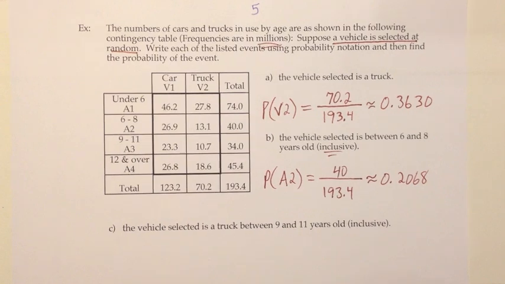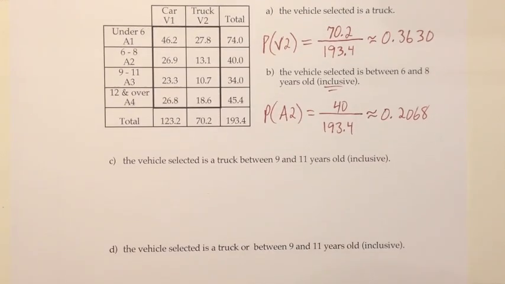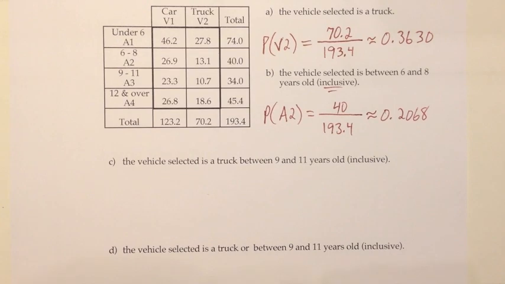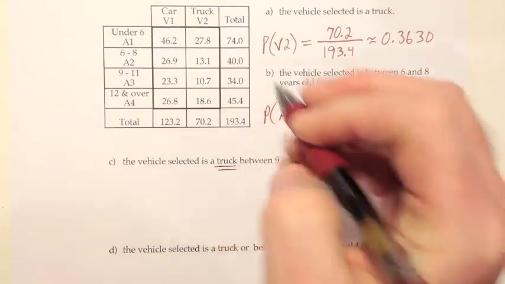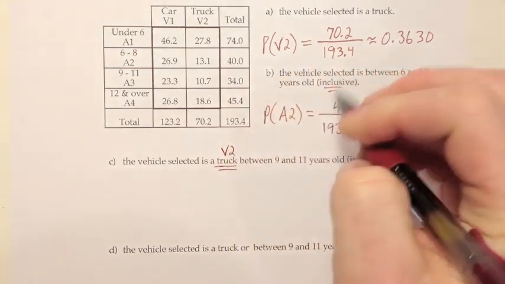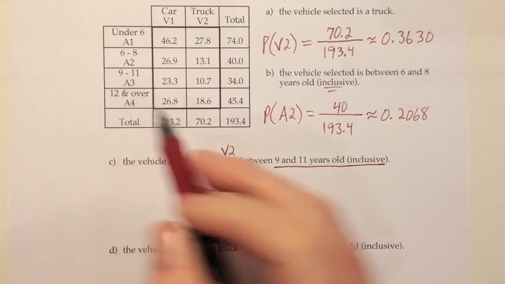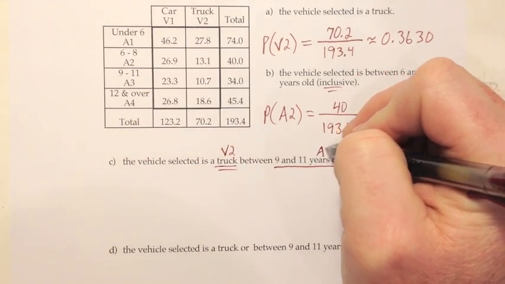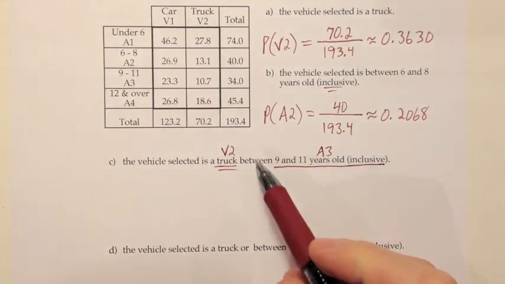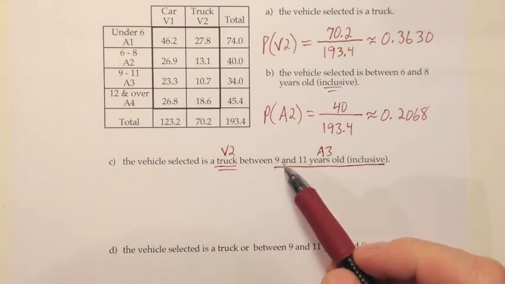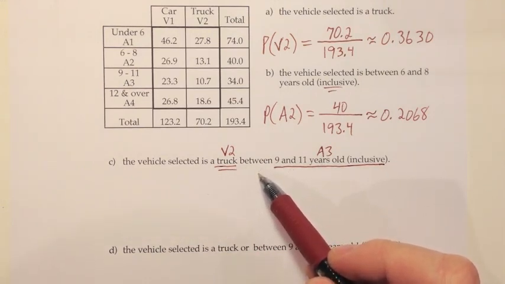Alright, let's go ahead and look at how an and an or work in the context of this table. So with question C, they want us to give the probability that the vehicle selected is a truck between 9 and 11 years old. So when I read the truck part, I'm hearing V2 right there. When I hear the between 9 and 11 years old inclusive, that looks like that would be A3. And then the question is, is this an and or is it an or question? And we see the word between, so it doesn't really say straightforward whether it's an and or an or.